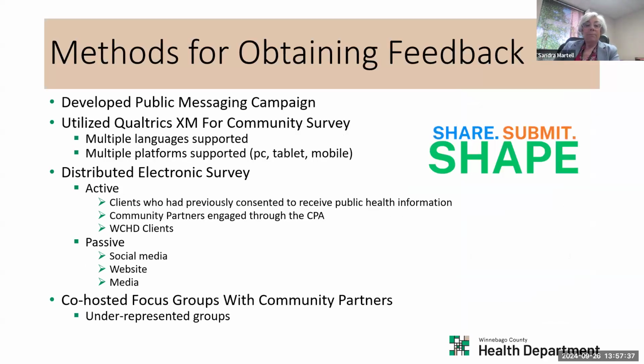So what were our methods? We knew we had to develop a public messaging campaign, and ours was share, submit, and shape. We used Qualtrics for the community survey. It supported multiple languages and multiple platforms. Now, there are some downsides. We also knew we might have to do some additional paper surveys, but we did a couple of things. We did active outreach to clients who had previously consented to receive public health information, and we also used our community partners. From our CPA, we asked for their support to distribute it to their clients, so that we had a trusted partner spreading the word.